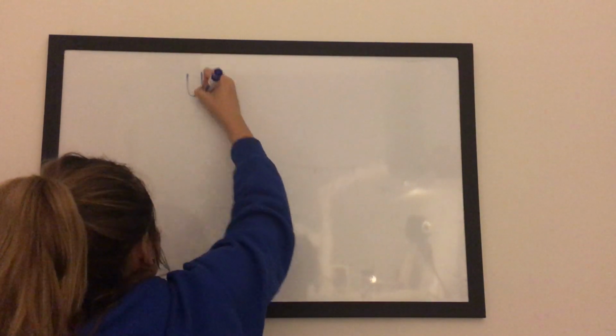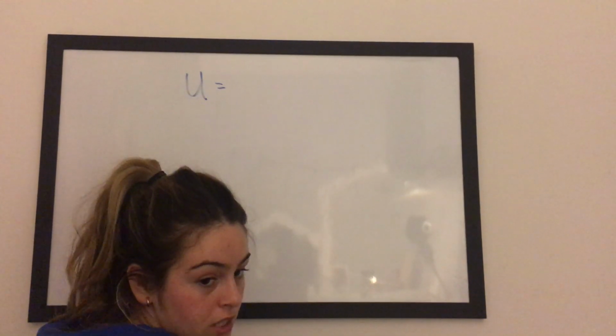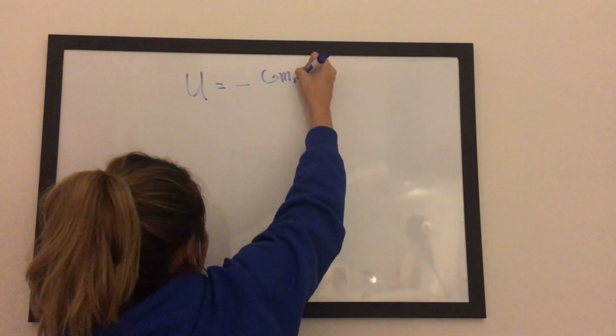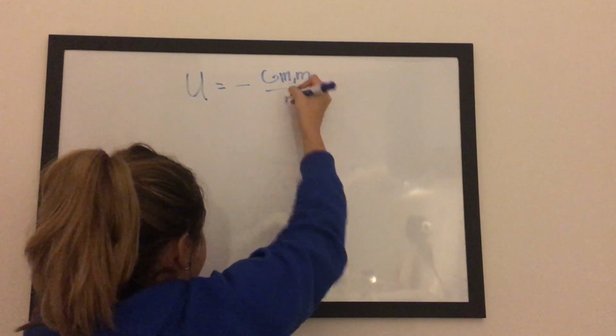So since gravity is a conservative force, we can find the gravitational potential energy from the definition of potential energy. Essentially, the formula for gravitational potential energy, or the more general formula for potential energy, is U is equal to, where U is the symbol for potential energy, negative G m1 m2 over r.